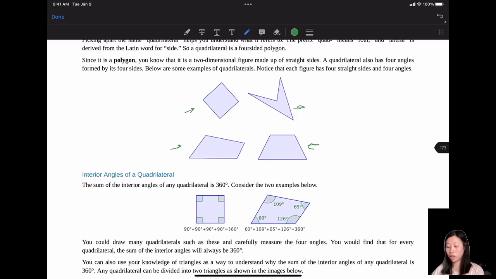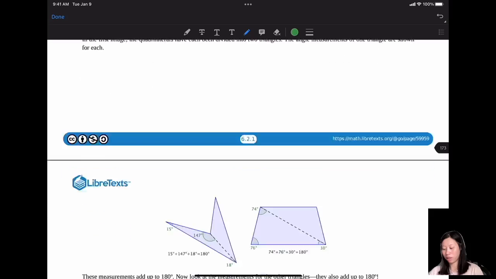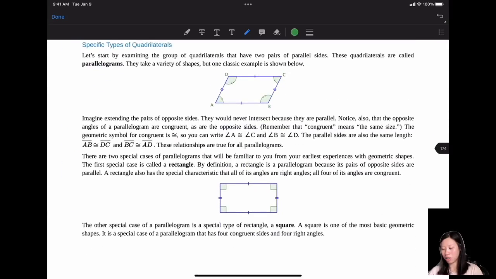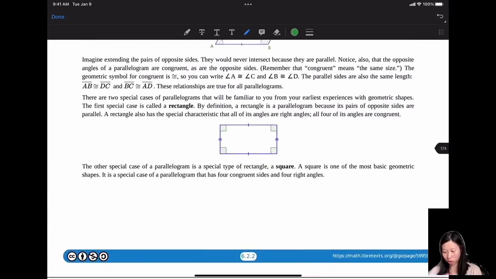One thing you need to know about quadrilaterals is the interior angles. The sum of the interior angles of any quadrilateral is 360 degrees. Remember, last time we talked about triangles. The sum of the interior angles of any triangle is always 180 degrees. So for a quadrilateral it is 360 degrees. Here are some special cases of quadrilaterals.